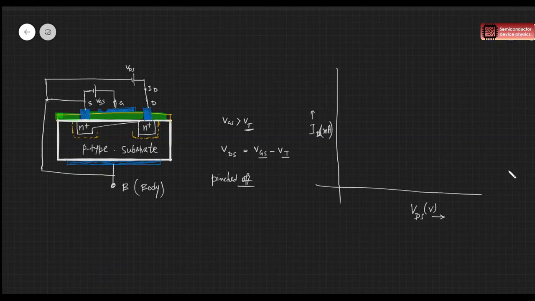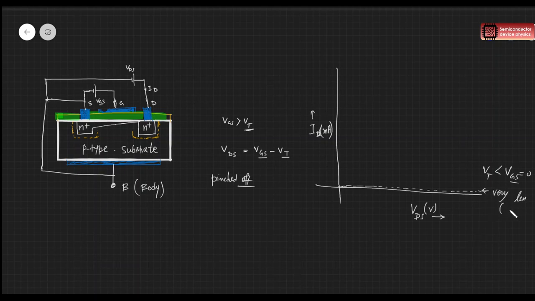So we are drawing it for different gate to source voltages, VGS. When VGS equals 0 to start with, or if it is less than VT, that is less than the threshold voltage, inversion didn't happen, or the channel below the gate didn't form. So in that condition, the current ID will be very, very less. It will be of the order of maybe some nanoamperes to picoamperes, very less.